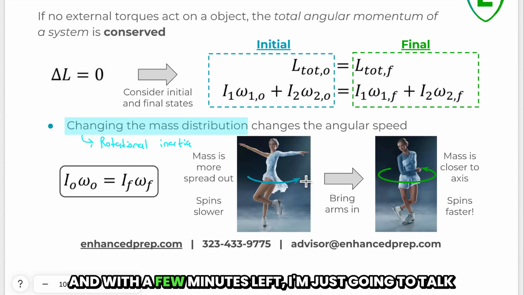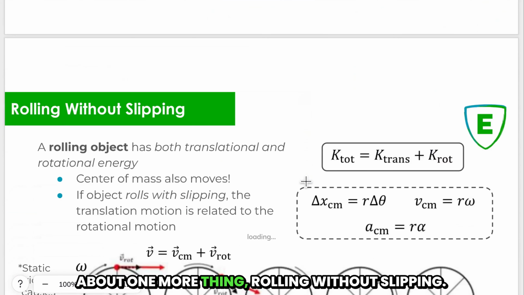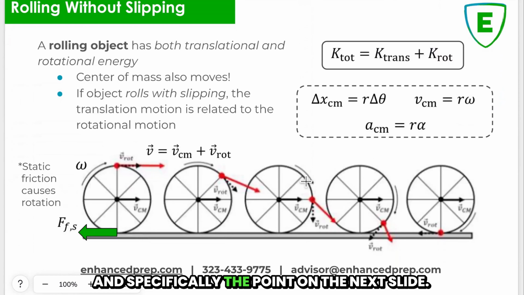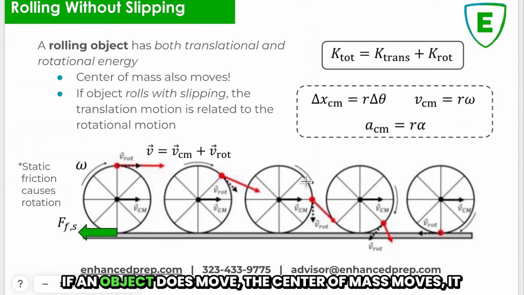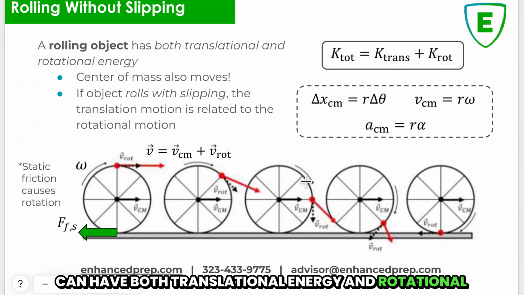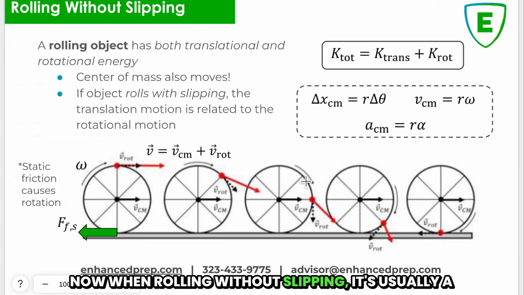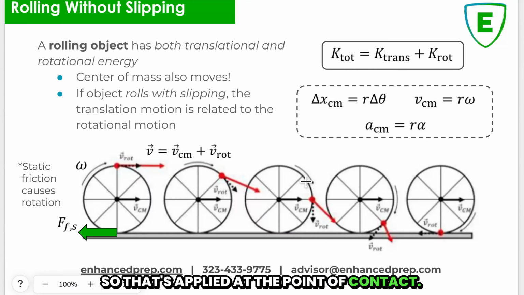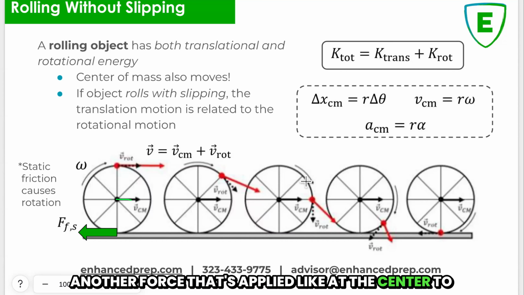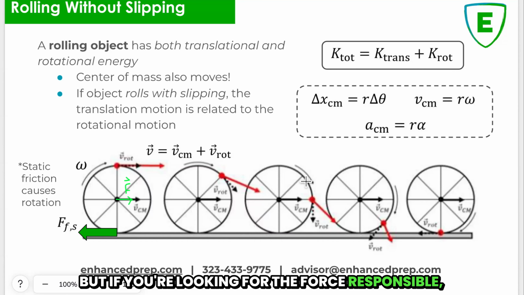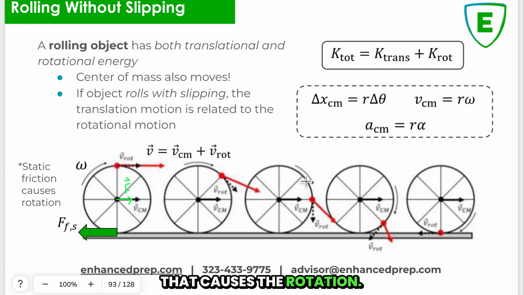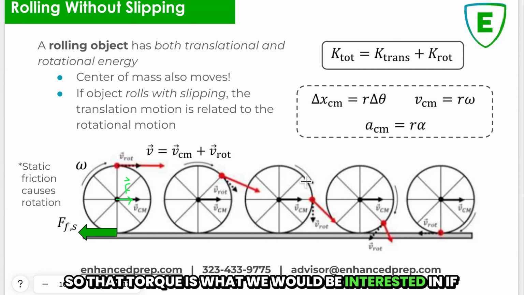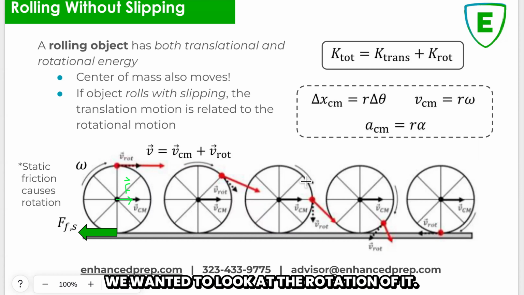All right. And with a few minutes left, I'm just going to talk about one more thing, rolling without slipping, and specifically the point on the next slide. If an object does move, the center of mass moves, it can have both translational energy and rotational energy. Now, when rolling without slipping, it's usually a static friction force that causes the rotation. So that's applied at the point of contact. Okay. And in this case, there should technically be another force that's applied like at the center to cancel that out. But if you're looking for the force responsible, it's going to be friction. That causes the rotation. So that torque is what we would be interested in if we wanted to look at the rotation of it. Okay.